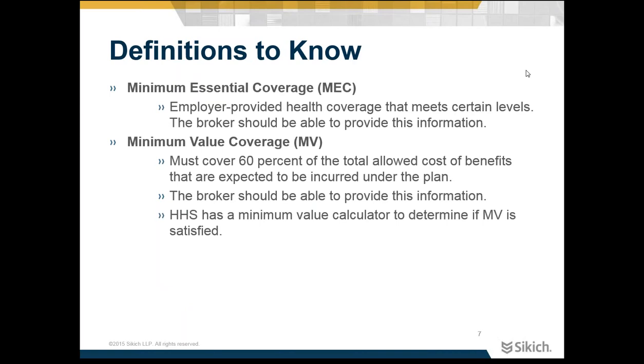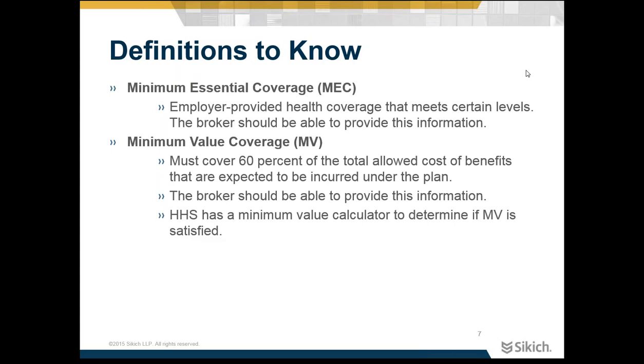A few additional definitions. Minimum essential coverage is employer-provided healthcare coverage that meets certain levels. You have to pay a certain percentage of hospital stays, doctor visits, things like that. Typically, those criteria were evaluated when you established your health insurance policy, and most of the brokers and insurance companies wrote them in a way to make sure that they satisfy those rules.